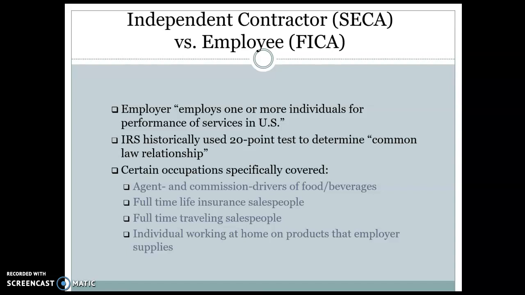Now, there are certain occupations that are specifically covered regardless of whether they pass that common law relationship: an agent and commission drivers of food and beverages, full-time life insurance salespeople, full-time traveling salespeople, and individuals working at home on products that the employer supplies.